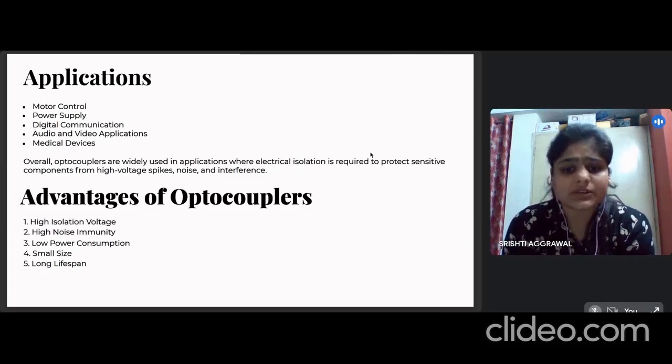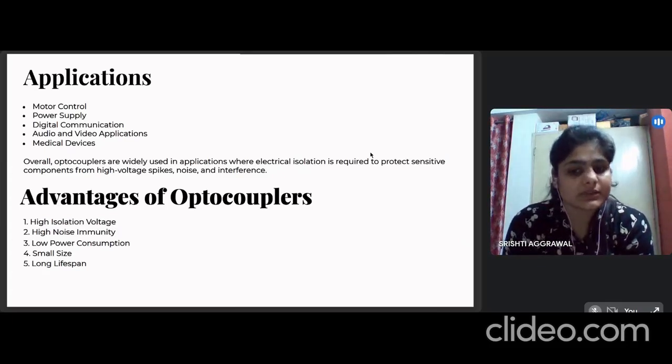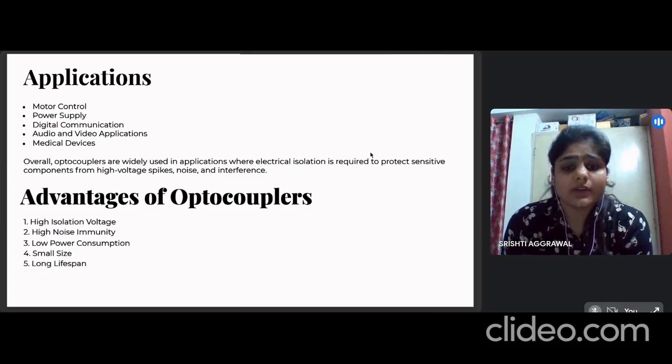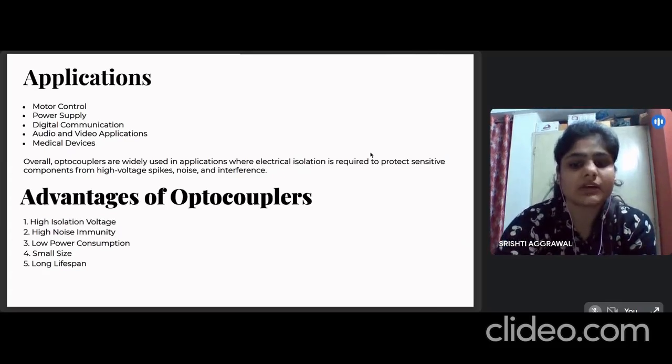The next applications are in audio and video applications. In this application, optocouplers are used to provide isolation between different stages of the circuit. This helps to eliminate ground loops and reduce noise interference. And optocouplers are also used in medical devices to provide electrical isolation between different parts of the device, such as the input and output circuits of a sensor. Now we will see the advantages of using optocouplers.